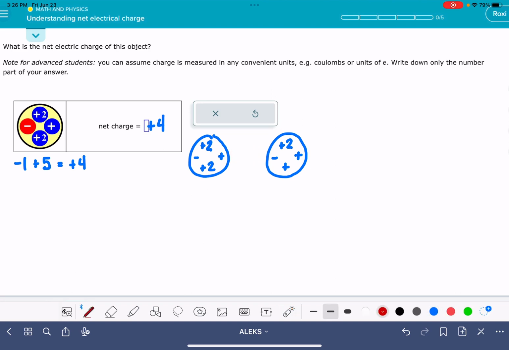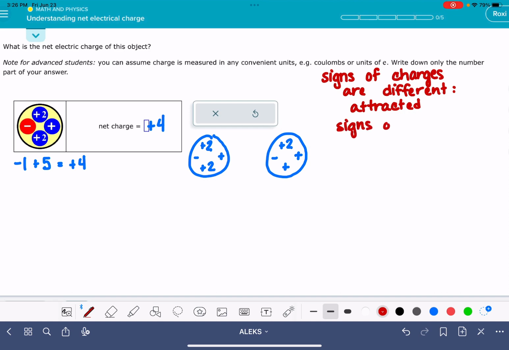So here's the general rule. If the signs of the charges are different, meaning that one is positive and one is negative, this means that the objects are going to be attracted to each other. The opposite charges are attracted to each other.